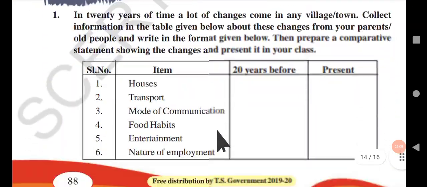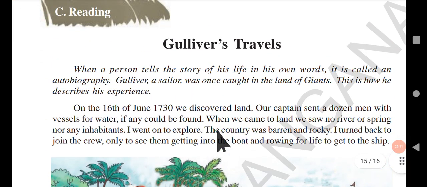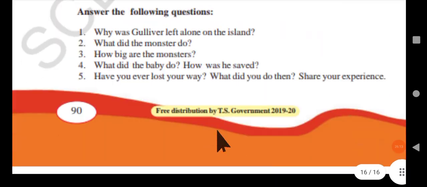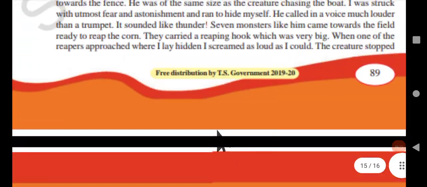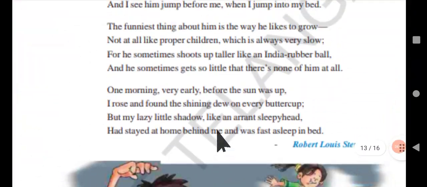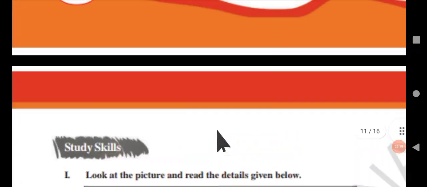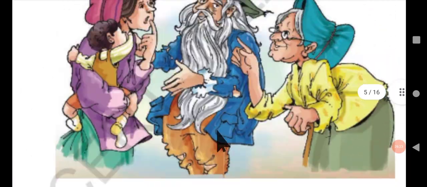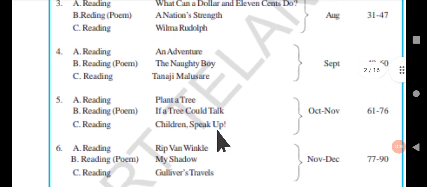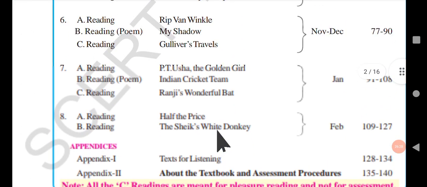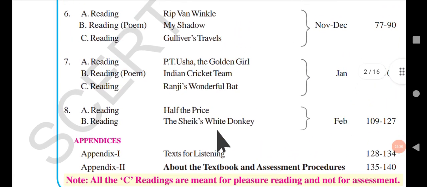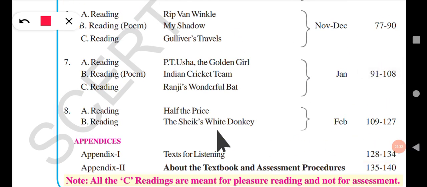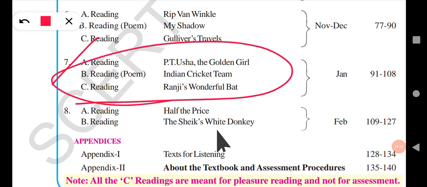Okay. Next one, directly Gulliver's Travels. You do not have any grammar part in this. Only questions are given. Okay, students. So here we are done with the grammar part of 6th unit, and in the next class, that means in the next video, we'll go through another unit's grammar, that is unit 7. Okay, so this we will do in the next video.